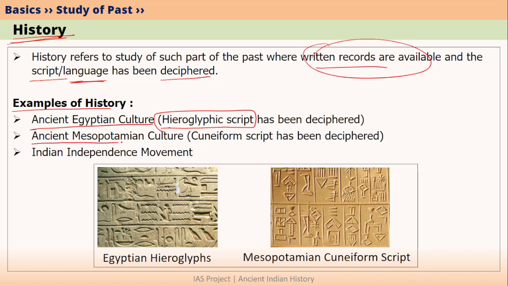Similarly, ancient Mesopotamian culture is also called a study of history. Why? Because the Mesopotamian cuneiform script has also been deciphered. If you want a modern example, the study of the Indian independence movement is also called a study of history because hundreds and thousands of books are already available if you want to know about Indian independence. However, Harappan culture or Harappan civilization is not considered a study of history. Why? Because the Harappan script has not yet been deciphered.